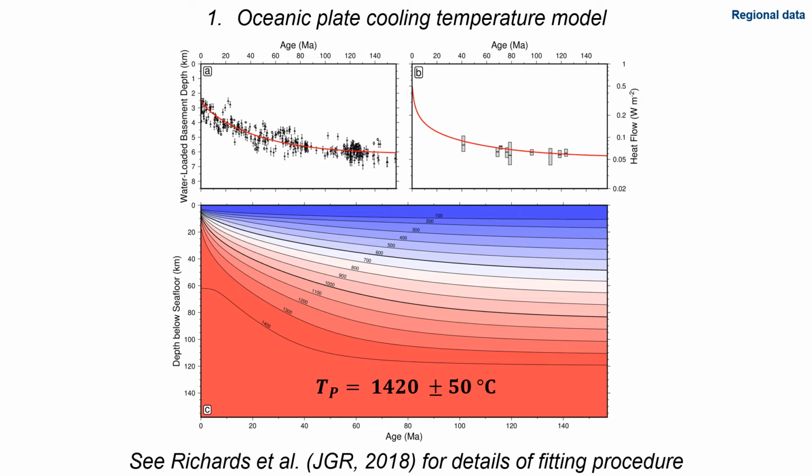To construct a plate cooling model for Antarctica, we make use of regional water-loaded, sediment-corrected basement depth age data on panel A and heat flow age data on panel B. We find an optimal solution shown in panel C with mantle potential temperature of 1420 plus or minus 50 degrees centigrade.